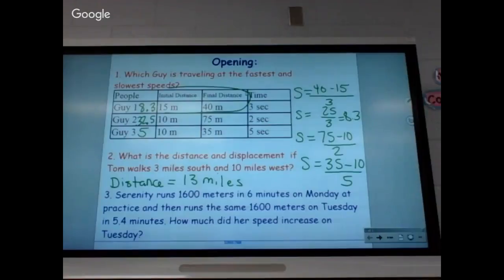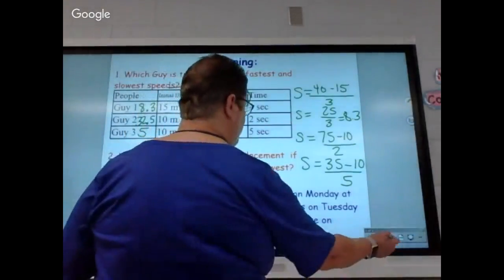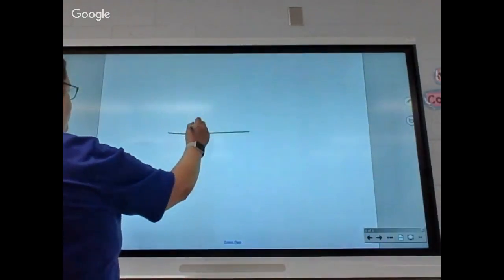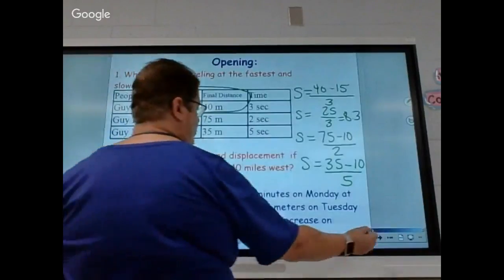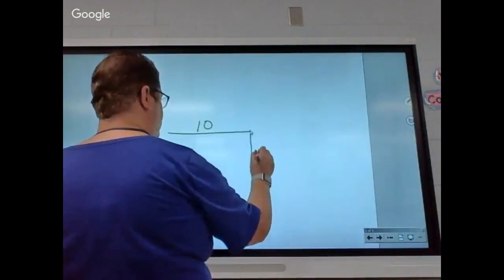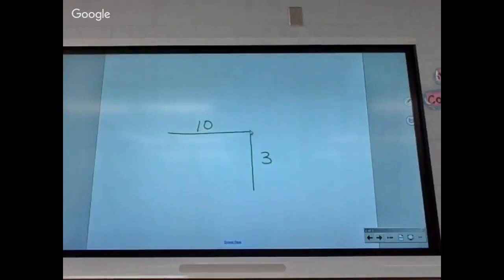You got to do x squared. All right. It's a triangle. So when we look at this, I walk 10 miles west, and I walk 3 miles south. So west, 3 miles south. And several people said it's a triangle.